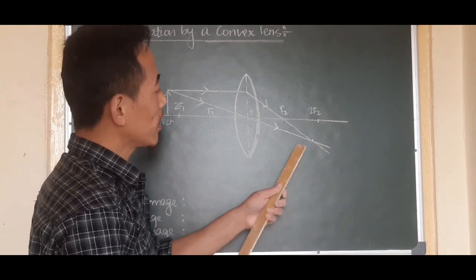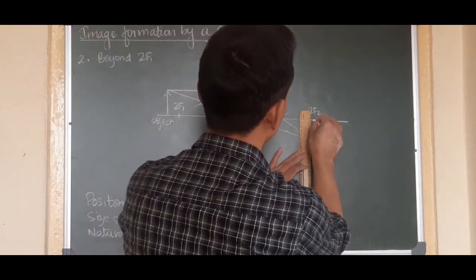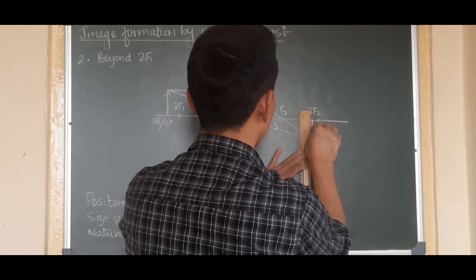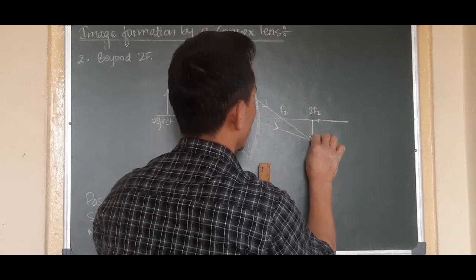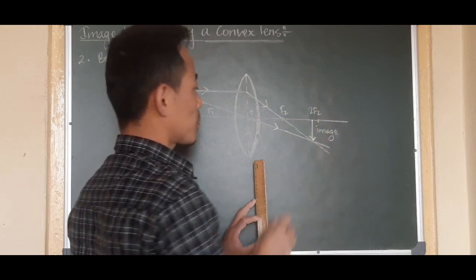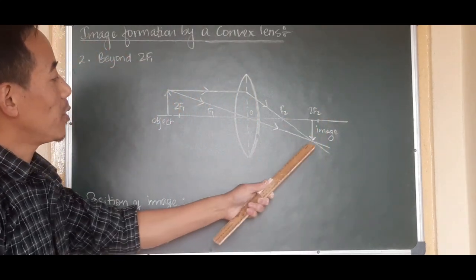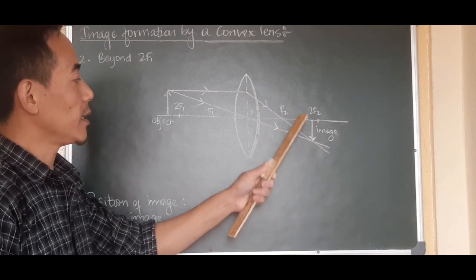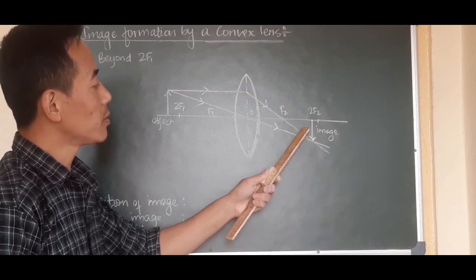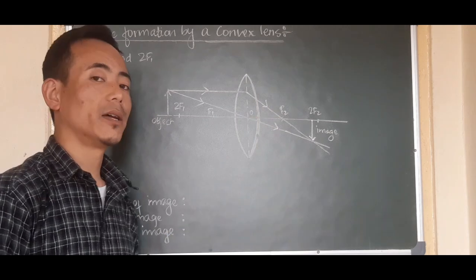So wherever the refracted rays intersect, what we have to do? We just have to drop a perpendicular on the principal axis like this, and this will be the image of the object here, right? So we will see that the image formed here will be inverted and it is real. Why real? Because this image is formed due to actual intersection of these refracted rays.